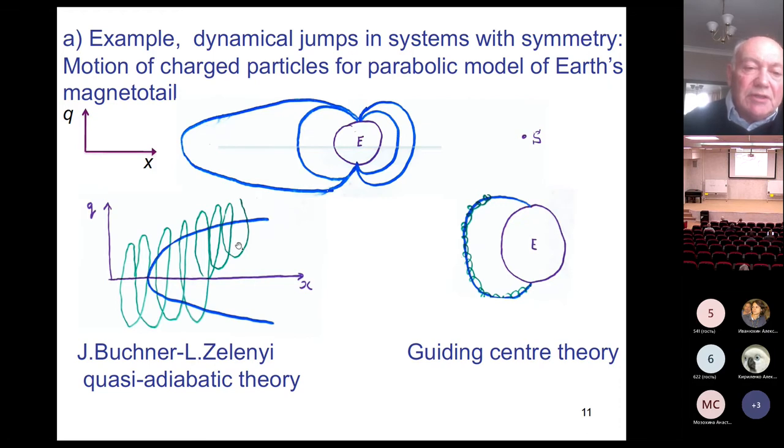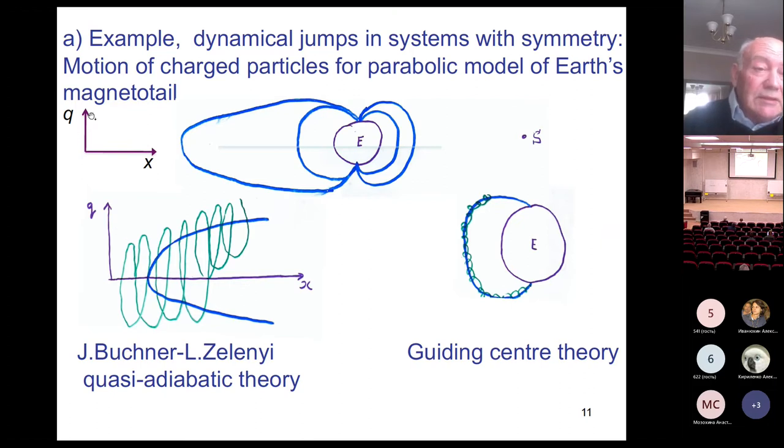We have oscillations, Larmor motion along one branch of this parabola, this part of the magnetic field. Then we have oscillation about the equatorial plane. Then we move back and we have oscillation again about this other branch of our parabola. And this is described by the Buchner-Zelenyi quasi-adiabatic theory of motion in the magnetotail, the standard theory which describes motion here. And in this theory, the essential role is played by jumps of the adiabatic invariant.